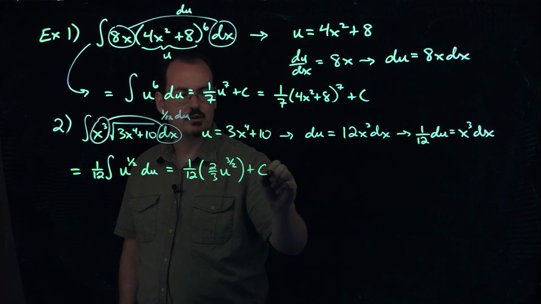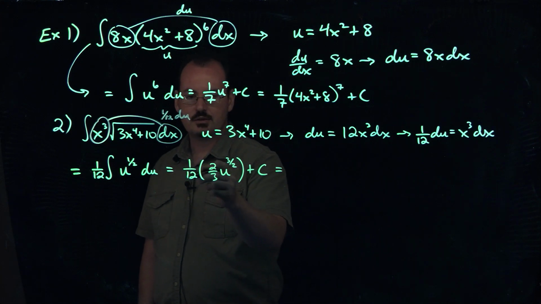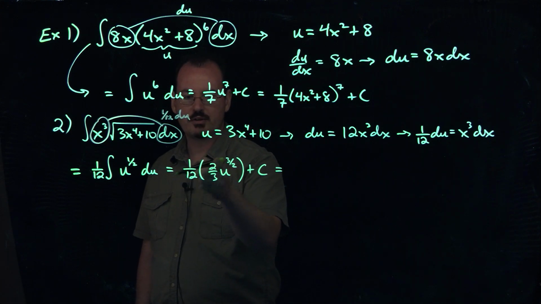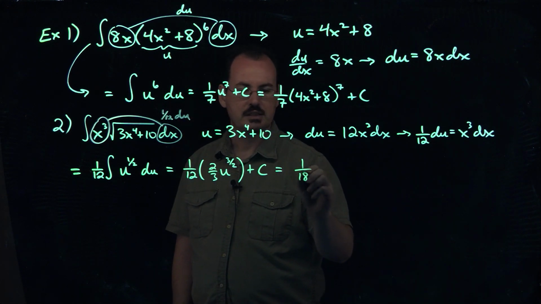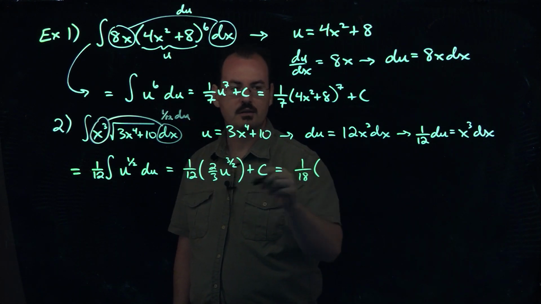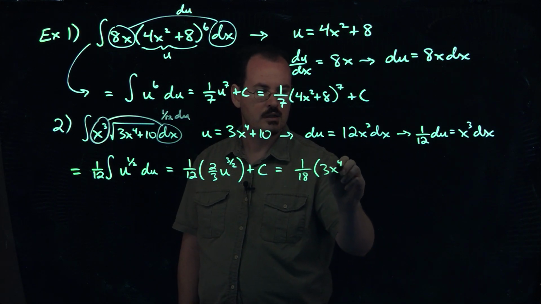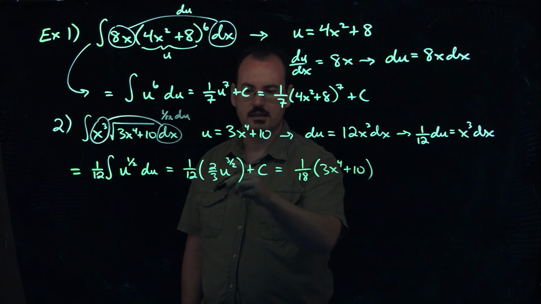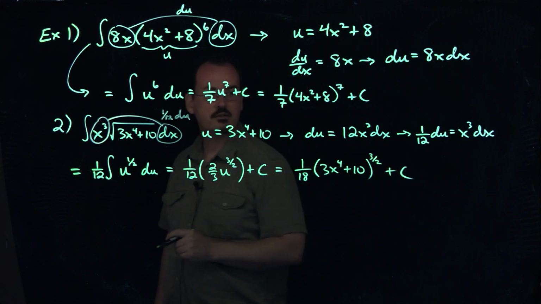Okay, and then we'll combine our constants and we'll replace the u back with what it was. So the 2 and the 6 here can cancel, or the 2 and the 12 can cancel, giving us a 6 in the denominator multiplied by that 3. We get 1/18. U was 3x to the 4th plus 10. And then this is a 3/2 power. So there's our antiderivative for this thing.